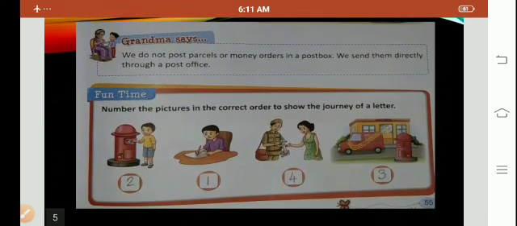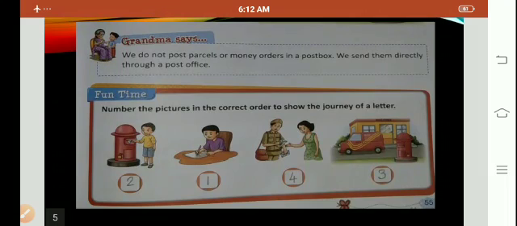Grandma says, we do not post parcels or money orders in a post box. We send them directly through the post office. So whenever, children, we post a letter, we put it in the post box. But for money orders and parcels, we have to go to the post office, and from there we can send money.